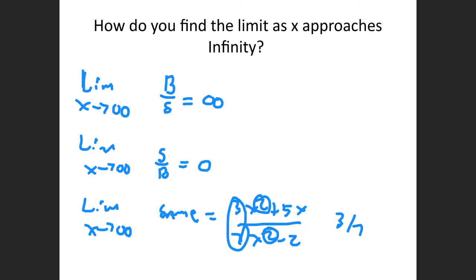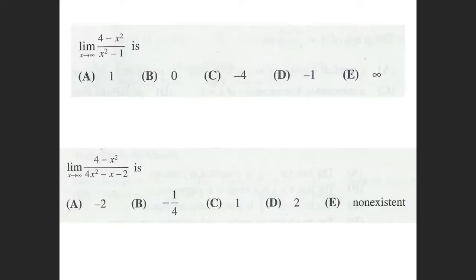Okay, so let's try a couple examples. All right, what is my answer for the first problem? I've got the limit as x approaches infinity of (4 minus x squared) over (x squared minus 1). What is my limit? -1. I would agree. It is -1.